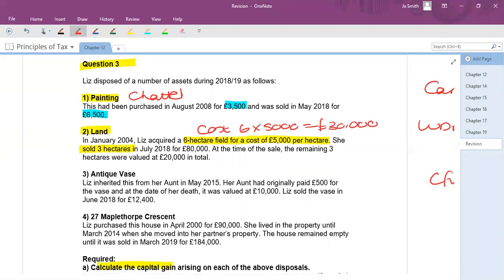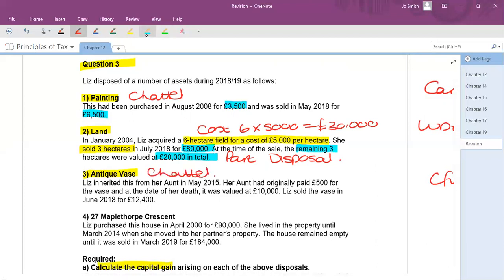At the time of sale, the remaining acres were valued at 20,000 in total. So I'm selling it for 80. I'm selling some of that original cost and I've got some left worth 20. So this is what you've commonly done in class called a part disposal. Whenever you deal with land, I'd always look to see if you're dealing with that because it's quite common in an exam. We've got another chattel for number 3 then, and we've got an antique vase.